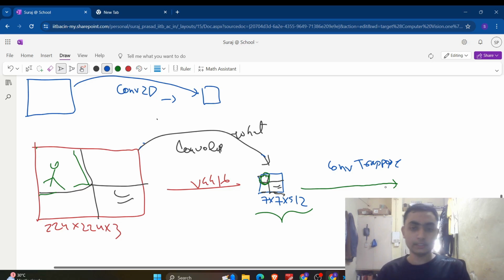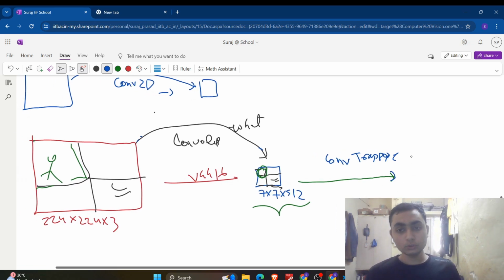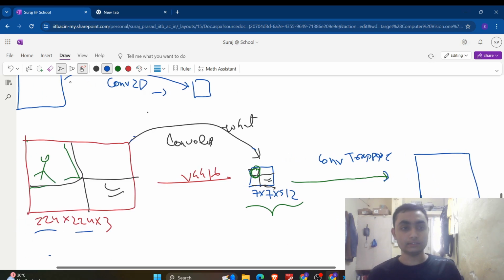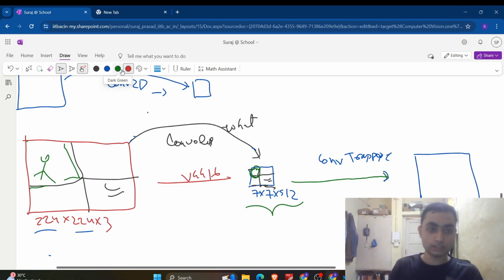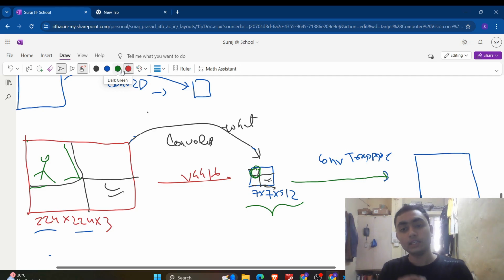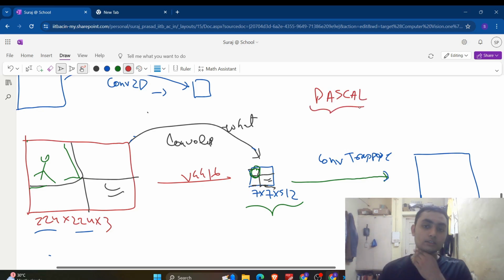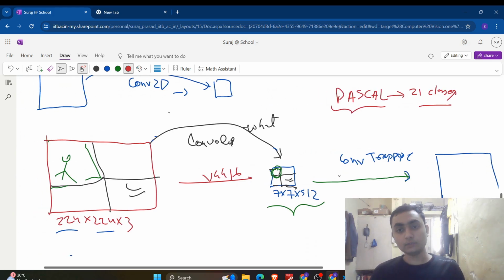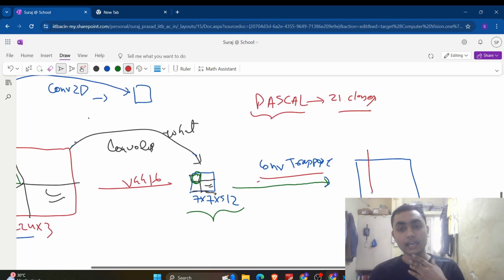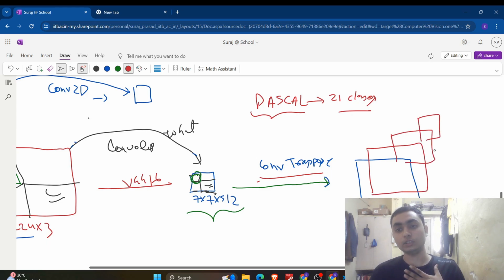I'm going to give you a little bit of an idea if you don't know what convolution transpose is. We convert it back to the same size as the image, 224 by 224. And what will be the channels? It depends on how many classes we have in our dataset. This VGG16 was trained as a fully convolutional network on the Pascal dataset, which contains object detection images. Pascal has 21 classes. So after resizing, this convolution transpose gives 21 layers.